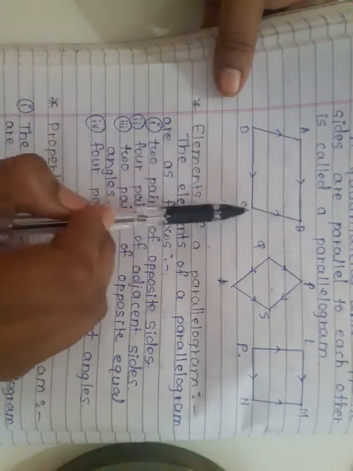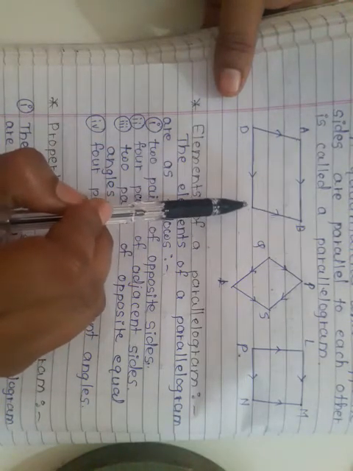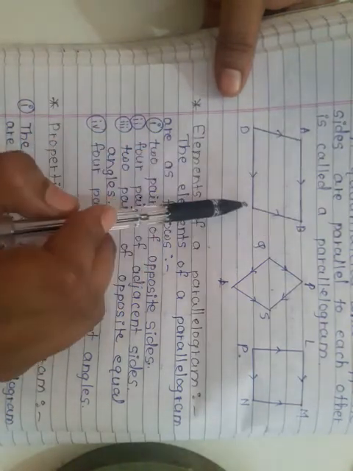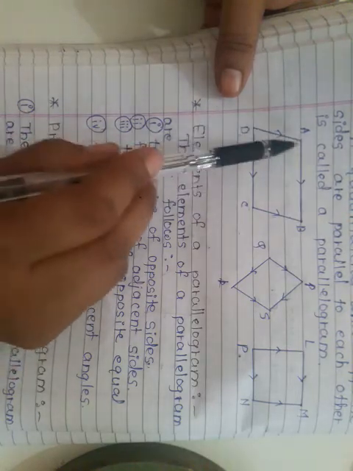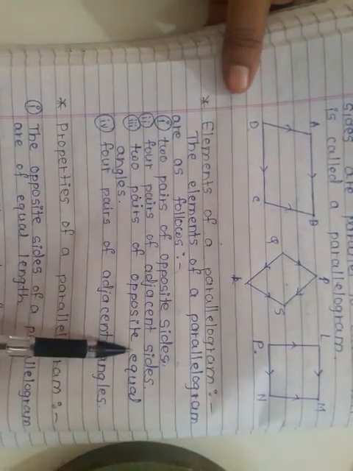Then BC and CD are adjacent sides, they have C as a common point. Then CD and AD. So AB and AD is the first, AB and BC second, BC and CD third, CD and AD fourth. So there are four pairs of adjacent sides. You can check all these for these two examples also.